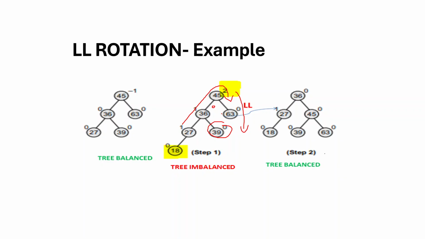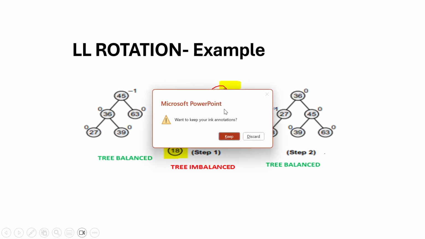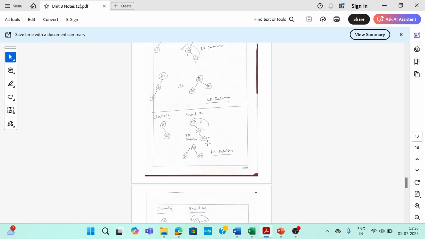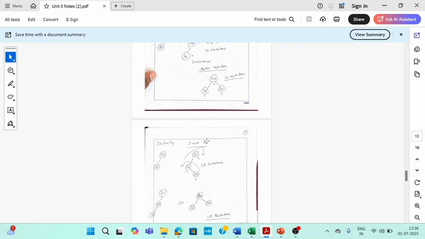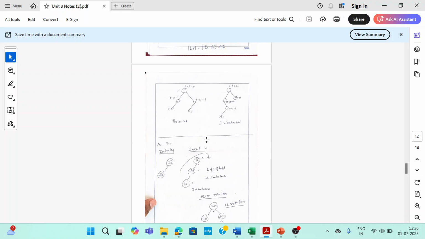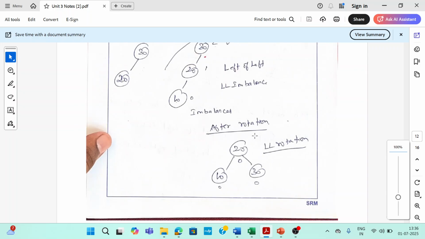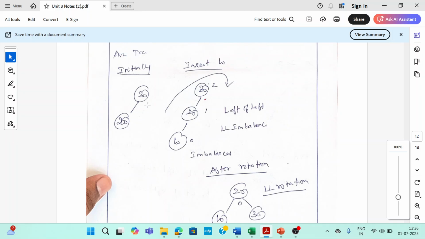So I will show one more example here in these notes for left rotation. You can see here 30, 20 and 10. What's the balancing factor of 30? The left side is 1, 2 and the right side is 0, nothing is there. So 2 minus 0, it is 2.